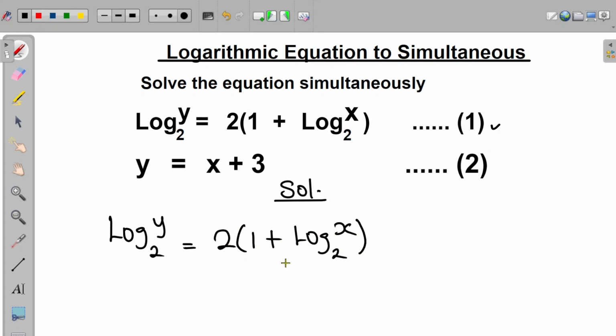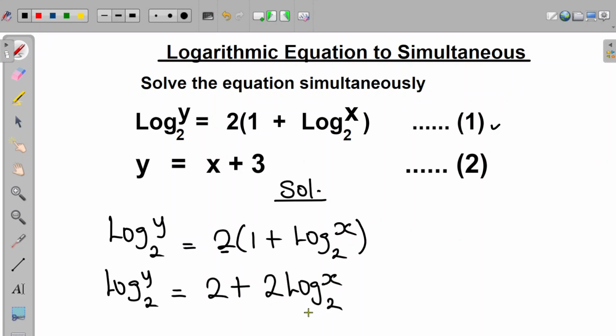Now, from the right-hand side, we can open up the bracket using the 2 here. So we have that this is log y in base 2 equal to 2 times 1 is 2 plus 2 times log x in base 2, giving us 2 log x in base 2.